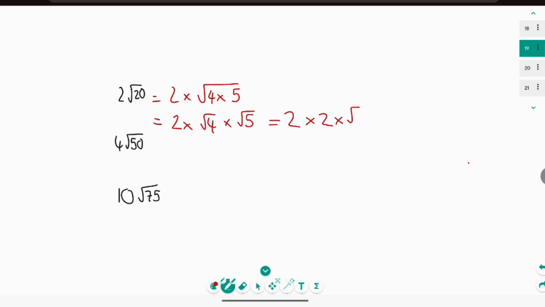If you're feeling confident enough, maybe have a go at this first one yourself, or maybe just listen and have a go at the other two yourself. So root 20 is 4 times 5. Just rewritten root 4 as 2. 2 times 2 is 4. 4 root 5.